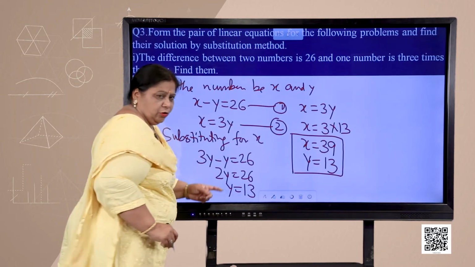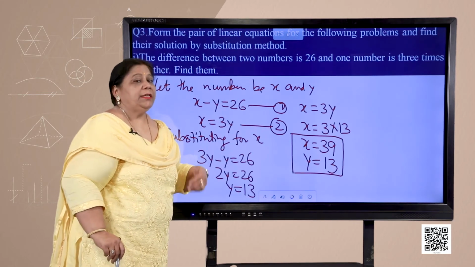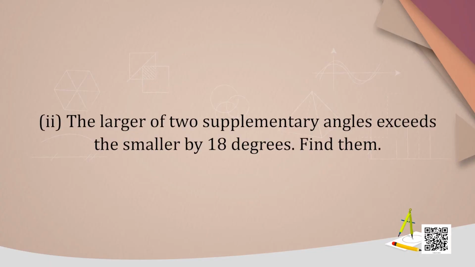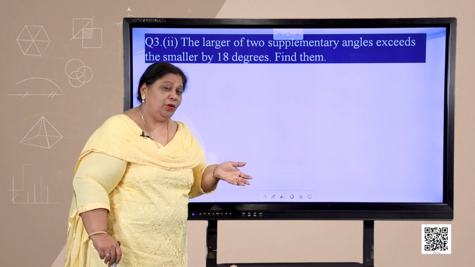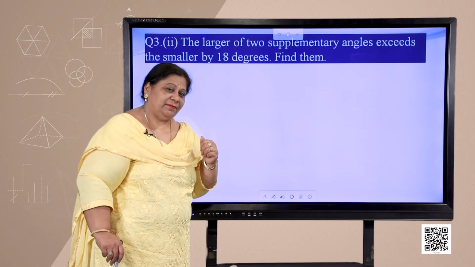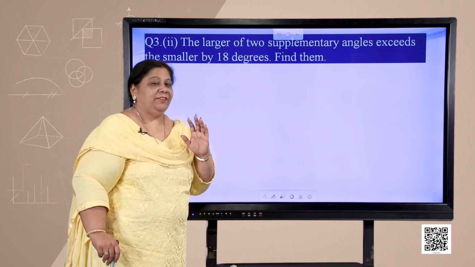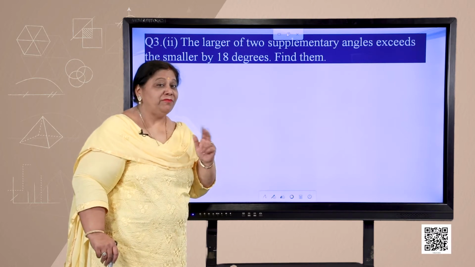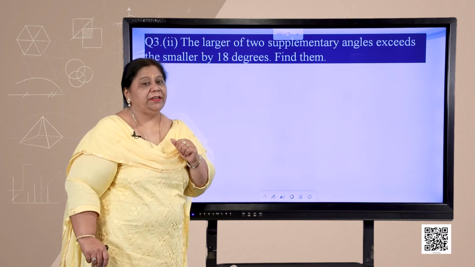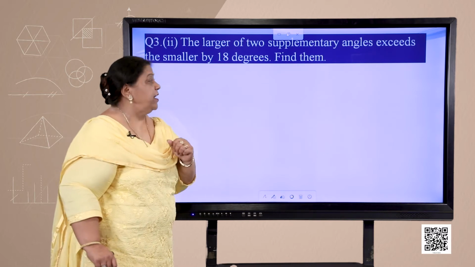I hope you have followed this. Now, let us go to the second part. Second part says the larger of two supplementary angles exceeds the smaller angle by 18 degrees. Find them. Here I have a question for you. What are supplementary angles? Yes, you are right. When the sum of measures of two angles is 180 degrees, we call them supplementary angles.